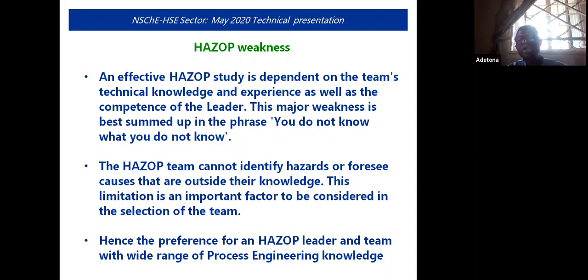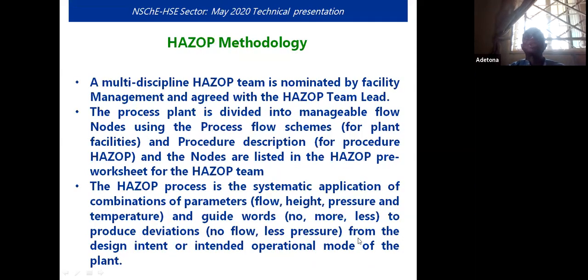And it's good, it's a structural approach, but because of the brainstorming session, if you don't have experienced operators, experienced design engineers, experienced leader, you will not get and identify all the key hazards. Hence, the preference for a HAZOP leader and team with a wide range of process engineering knowledge is paramount. Now, what is the methodology?